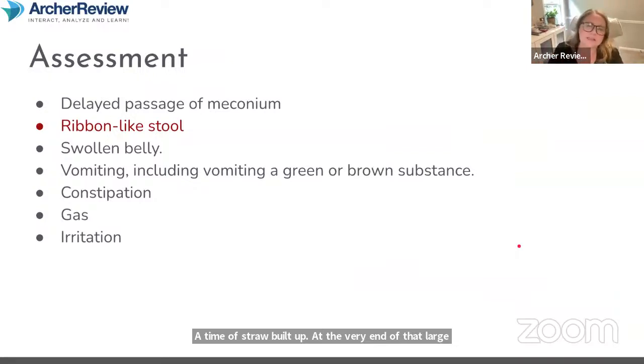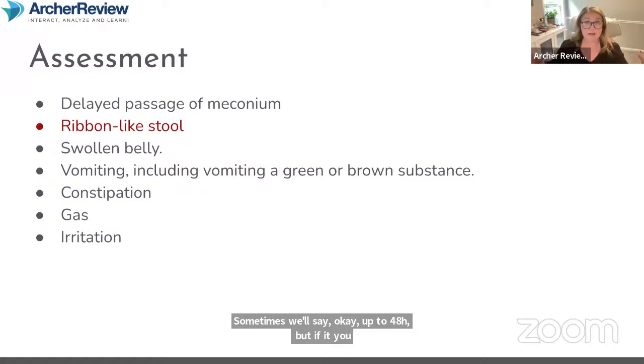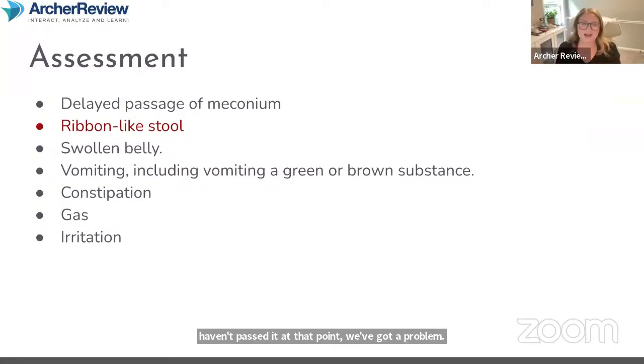One of the first things that we will see in these infants is a delayed passage of the meconium. Meconium is that first sticky, tarry stool of the newborn that should really be passed within 24 hours. Sometimes we'll say, oh, okay, up to 48 hours, but if you haven't passed it at that point, we've got a problem. And these babies, they don't have the nerve cells to move that stool through the intestine, so they've got delayed passage of that meconium.